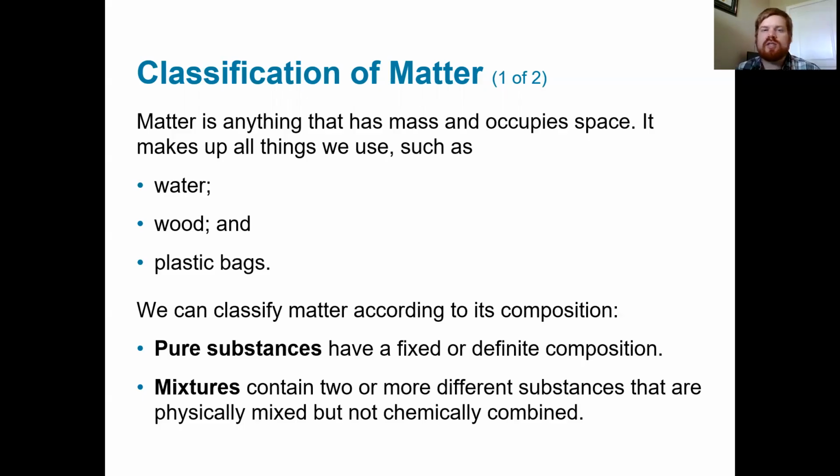And in order for us to talk about matter, we're going to have a few different ways of classifying it. We classify matter according to what it's made up of. Pure substances is one classification, and that's when they have a fixed or definite chemical composition. In other words, in a pure substance, all the particles of that substance have the same chemical identity. And we'll break that down further in the next slide.